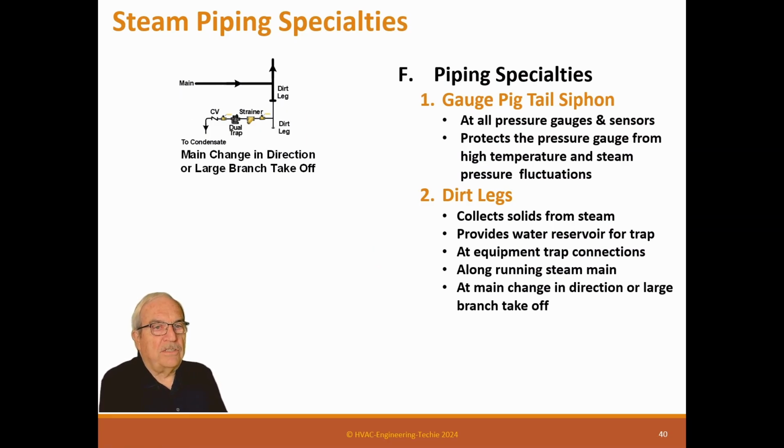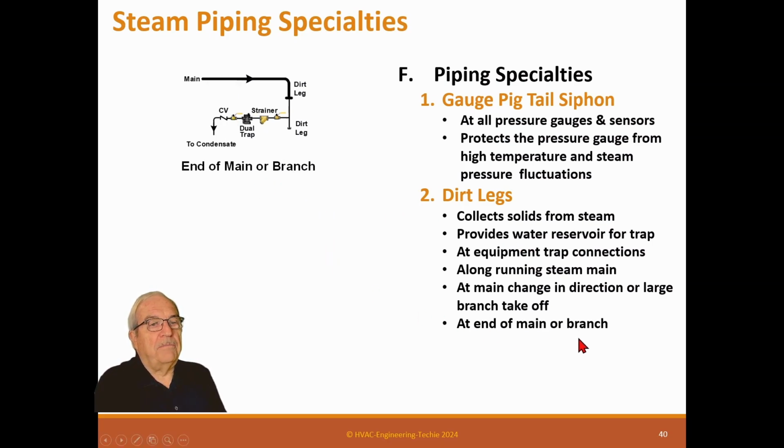Where the main changes direction for a large branch takeoff. So say you're going down a basement and you need to go up to the second floor, well, where that pipe turns up, there needs to be a dirt leg and a steam trap, because it will cause a lot of condensate right there. And at the end of main. So large branches at the end of main always need a steam trap.